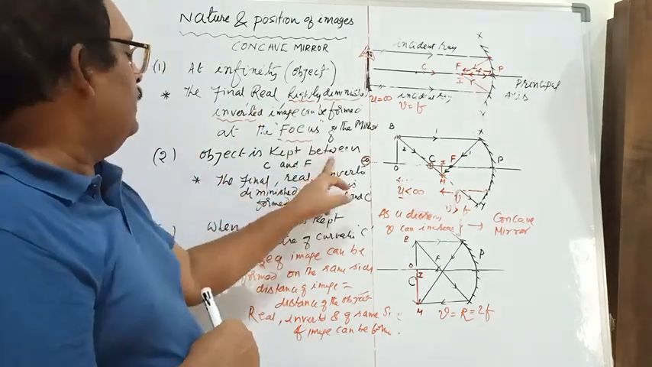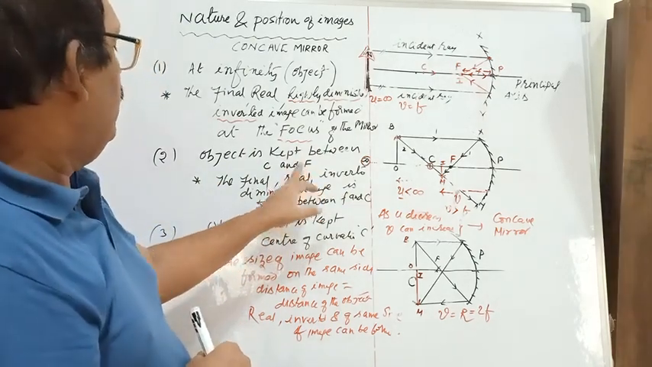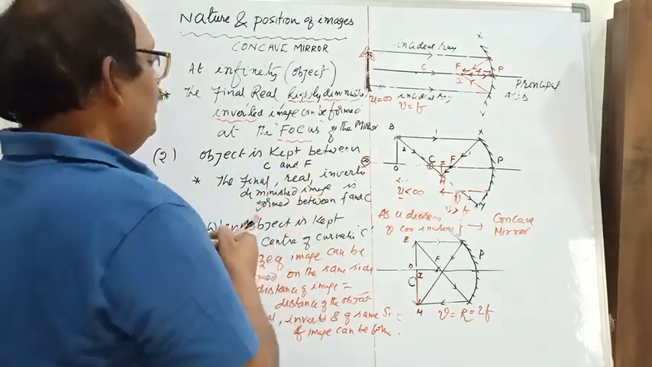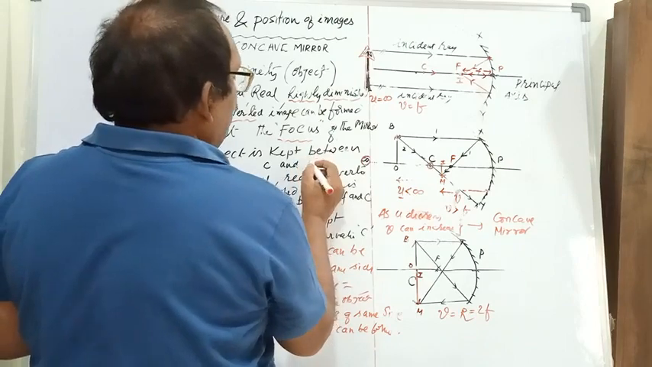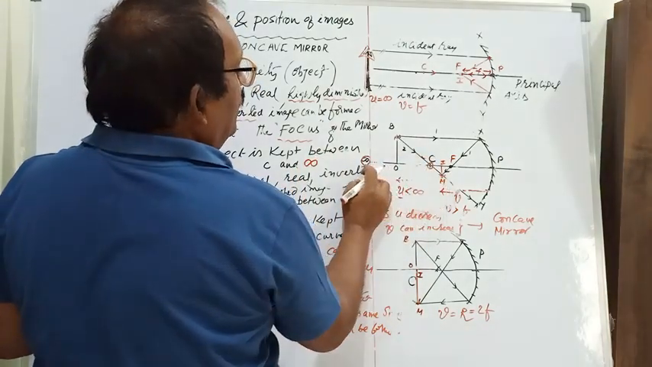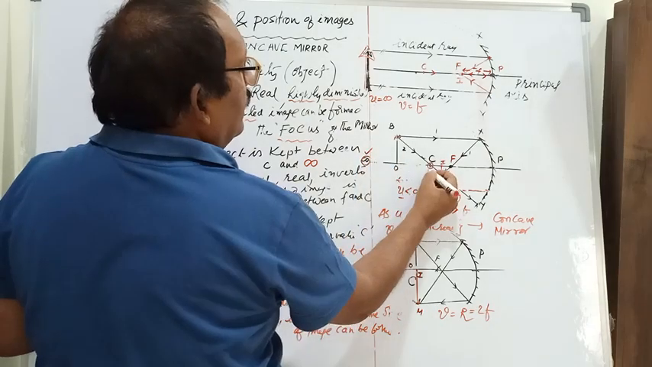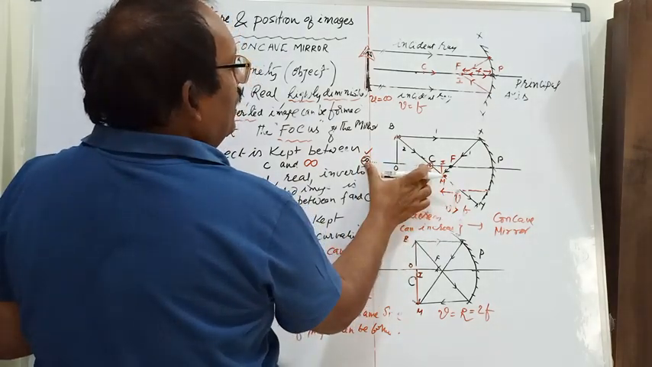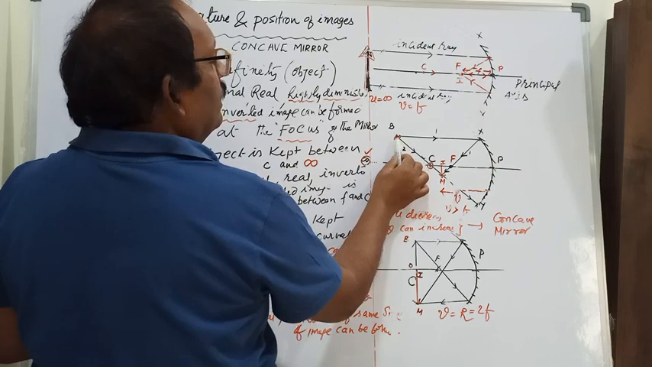An object is kept between C and F, not F, between C and infinity. The object is kept between C and infinity. This is infinity. This is C. When an object is placed between C and infinity, this is the object.